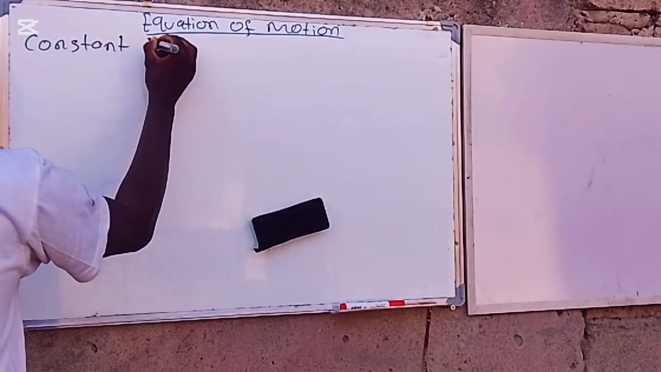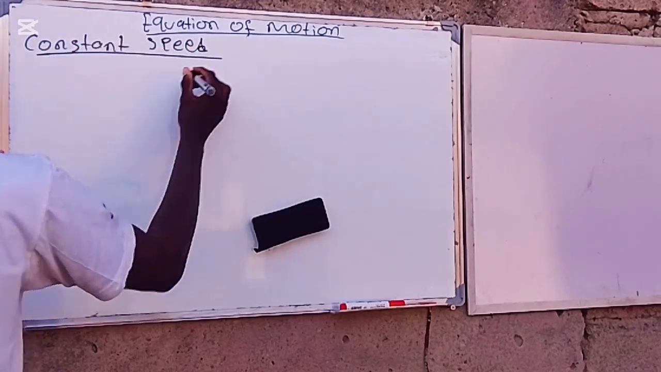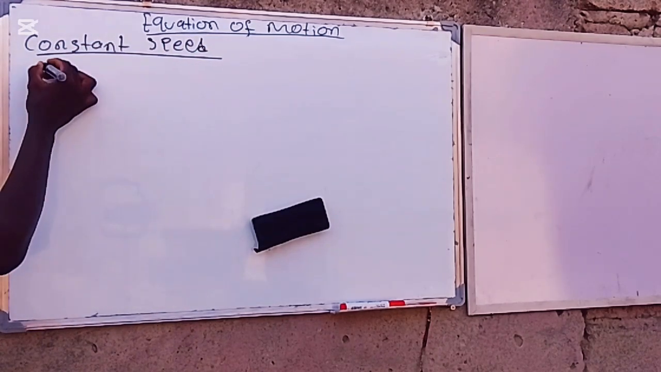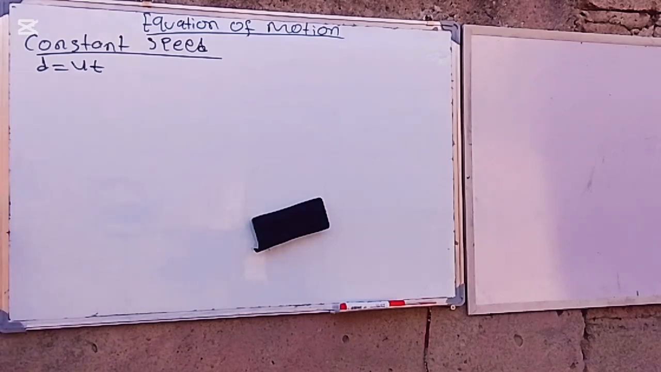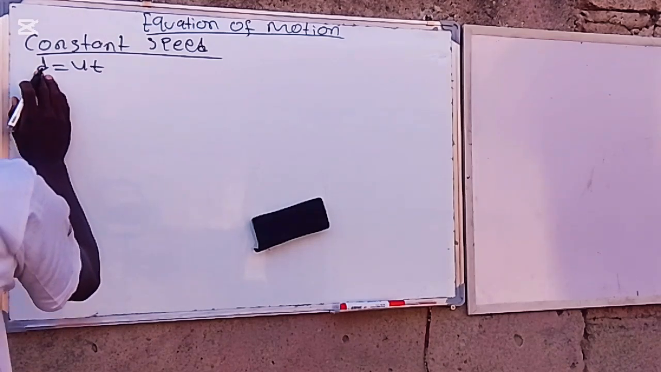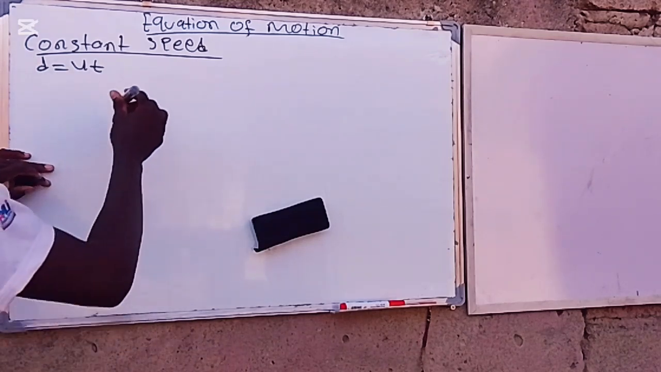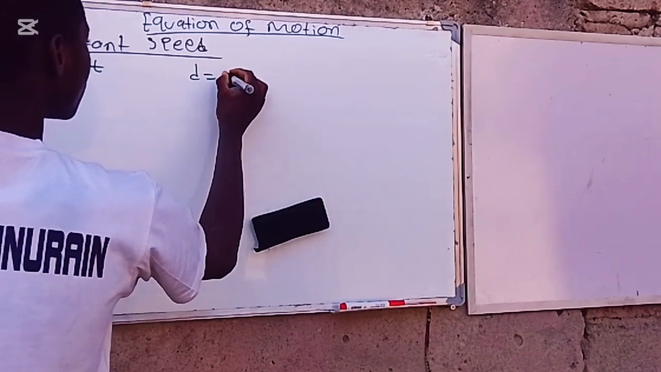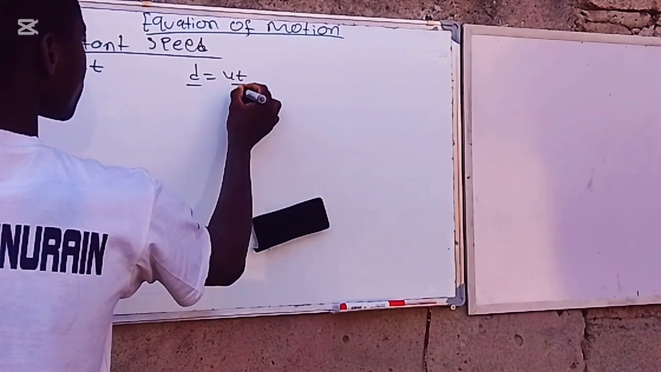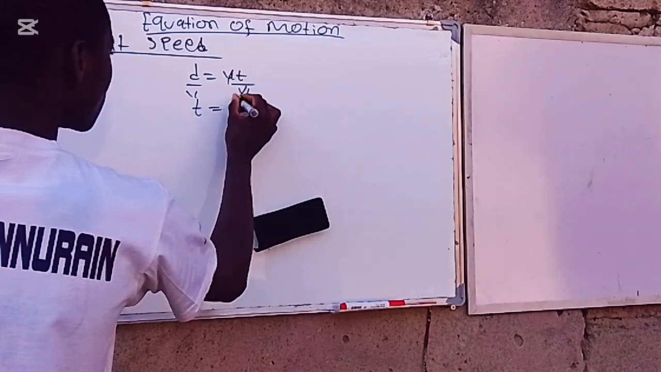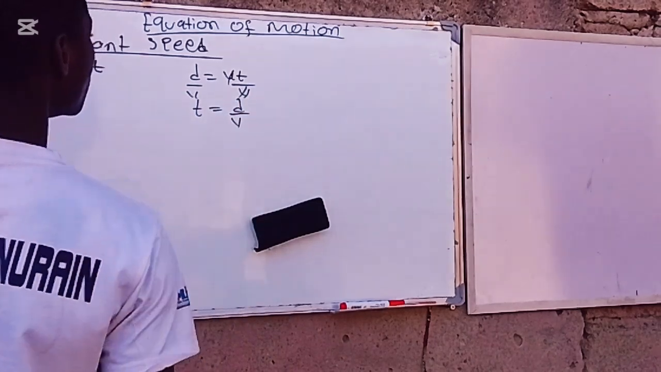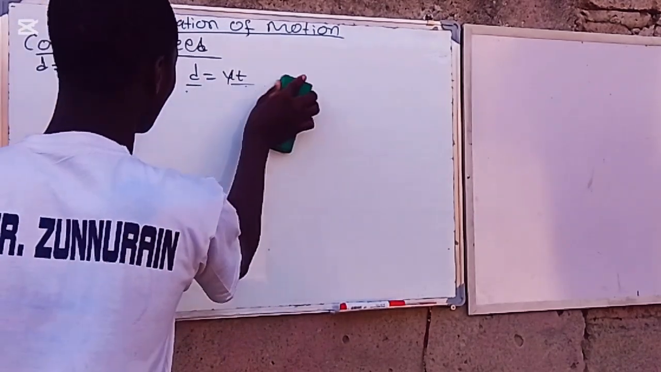So the first thing, let's say we have constant speed. In constant speed, we all know that distance is the same thing as the value of velocity multiplied by time. We all know that displacement is equal to vt, the velocity multiplied by time. So whenever you are given a problem, you can use d = vt. If you are looking for time, you have to divide both sides by v, so therefore t shall now be d divided by the value of v.